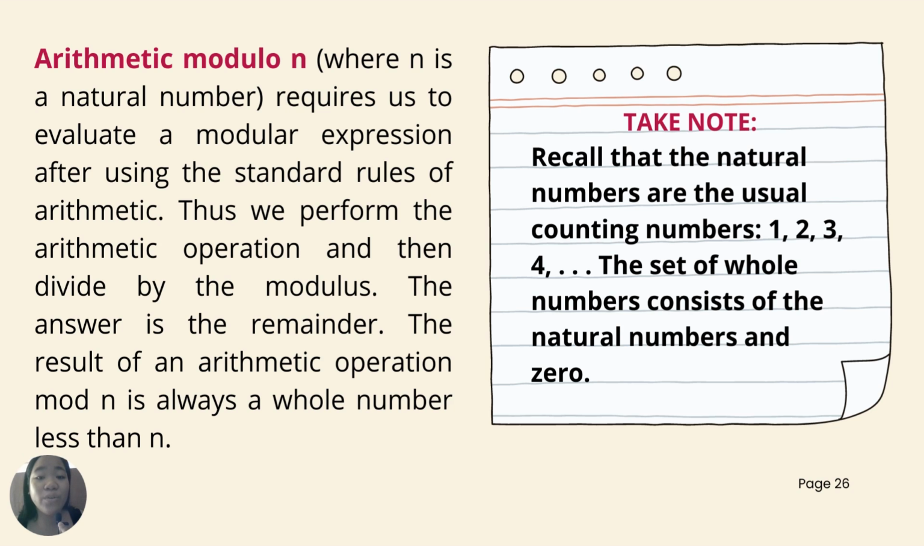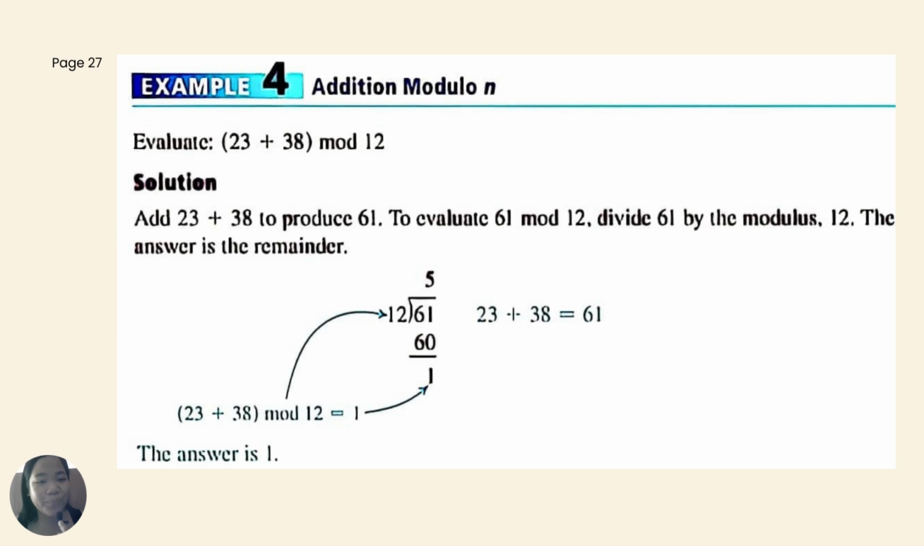So we have to take note, recall that the natural numbers are the usual counting numbers 1, 2, 3, 4, and so on and so forth. And then the set of whole numbers consists of the natural numbers and 0.